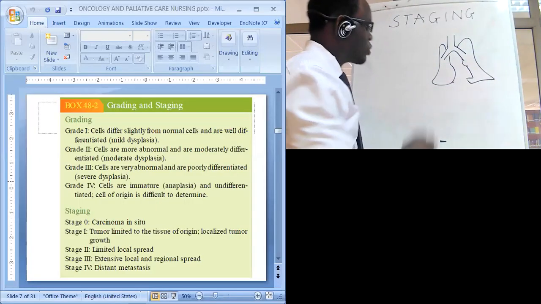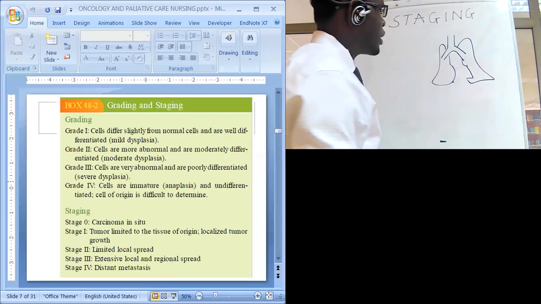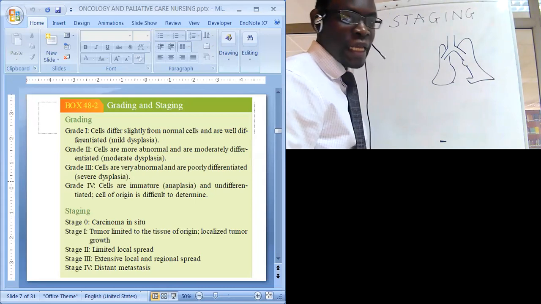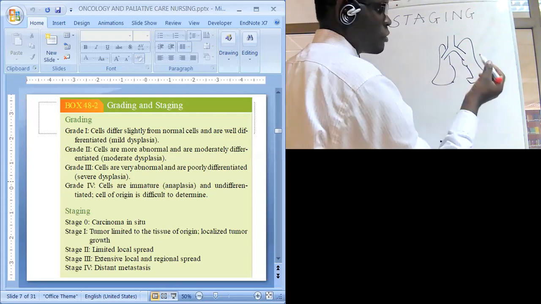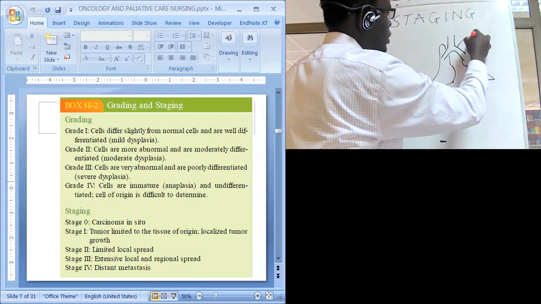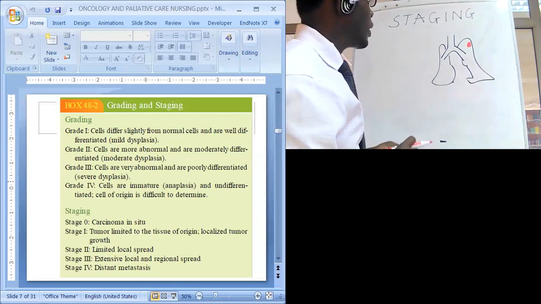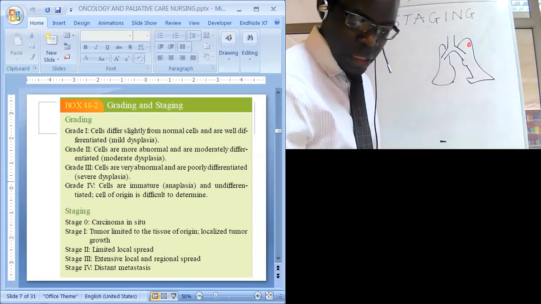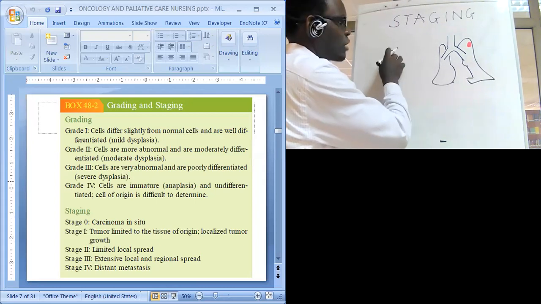Okay, so let's look at staging. Last time we were talking about grading. This time we want to look at staging of these cancers. To be very quick, if that is our tumor, then there are 4 stages. Actually, there are 5 stages.